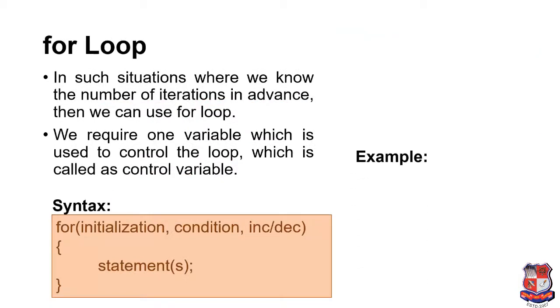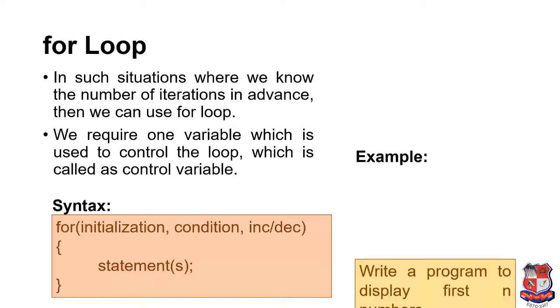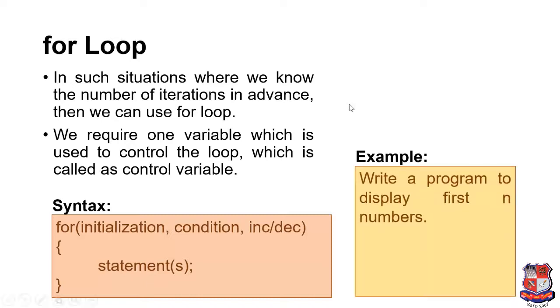Now we'll see an example, and we already discussed this example in the do while loop and while loop. The same example is here: write a program to display the first n numbers. If we want to display the first n numbers, it means 1, 2, 3, up to n. How can it be possible here?